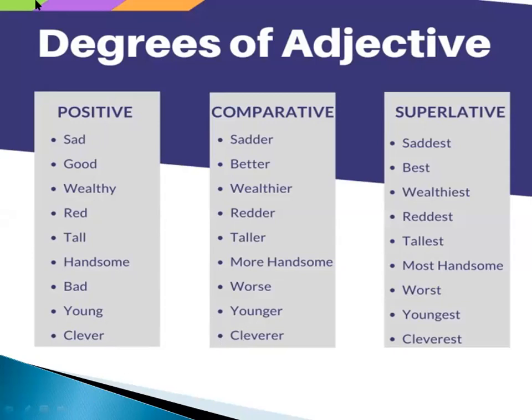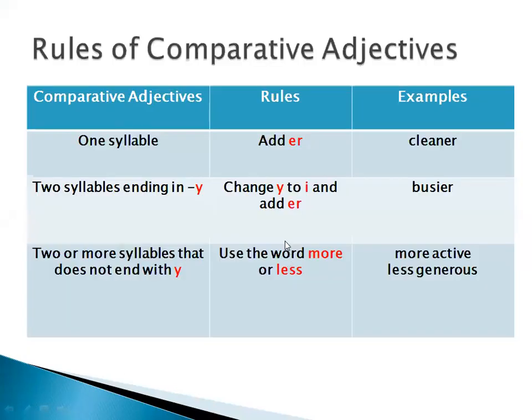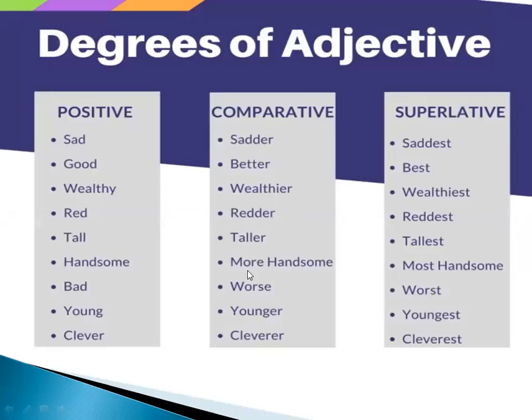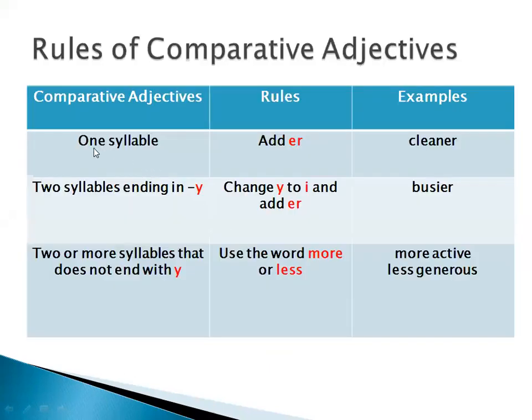Now a question arises here: why do we have more and most here, and why not handsomer and the handsomest? I'll let you know. This is the rule of comparative adjectives: how will we know where to use er and where to use more and most? Now, first, what is a syllable? How many times does our tongue move to pronounce a word? ठीक है. This is called a syllable.